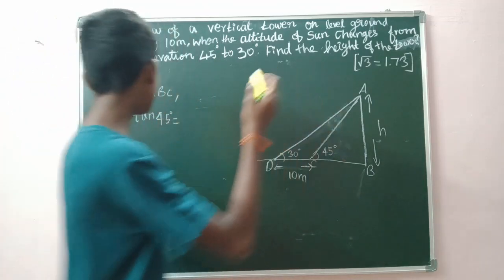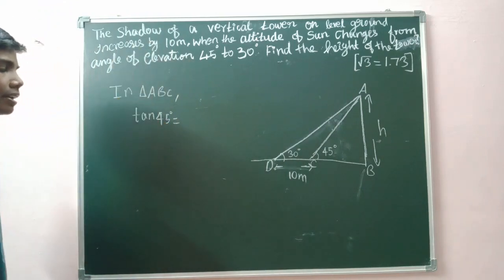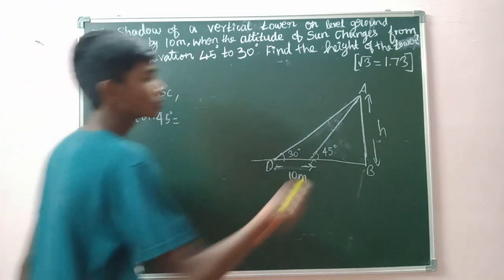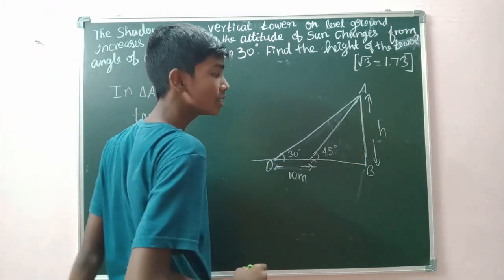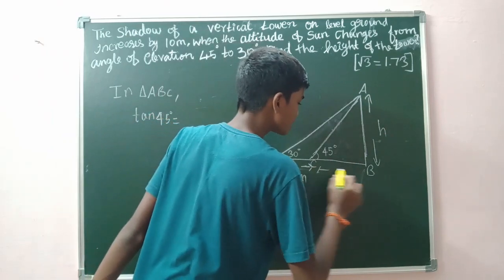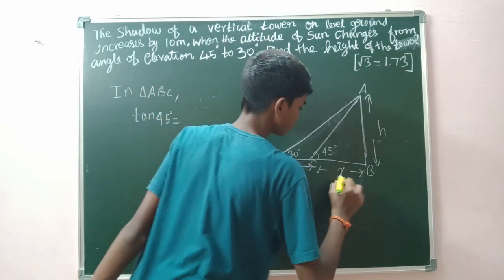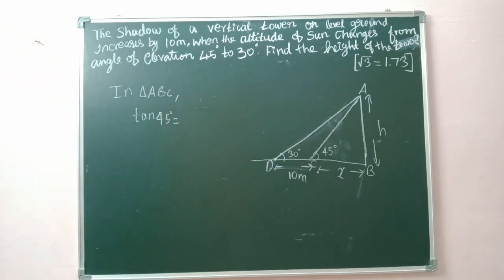And let me find tan of 45 degrees. That will be nothing but opposite by adjacent. So let me say this length as x. It's for your convenience, people. I am just using it as x, but you can use x, y, any way. What is important is the answer.